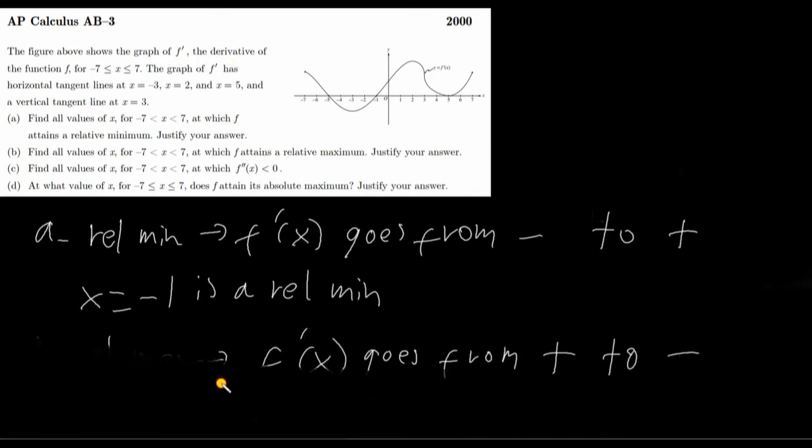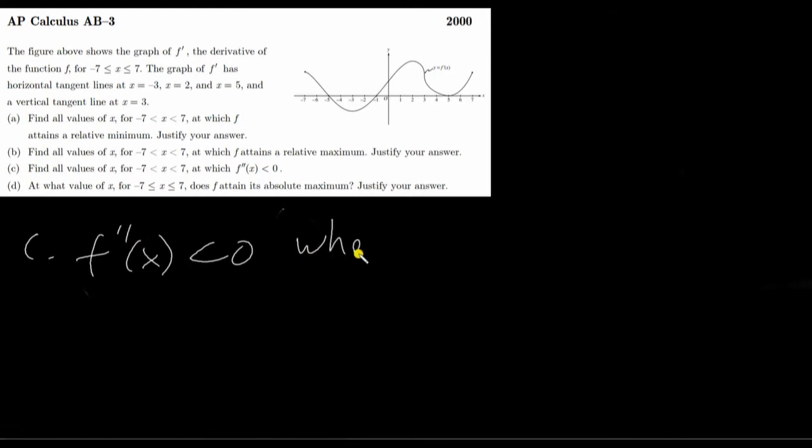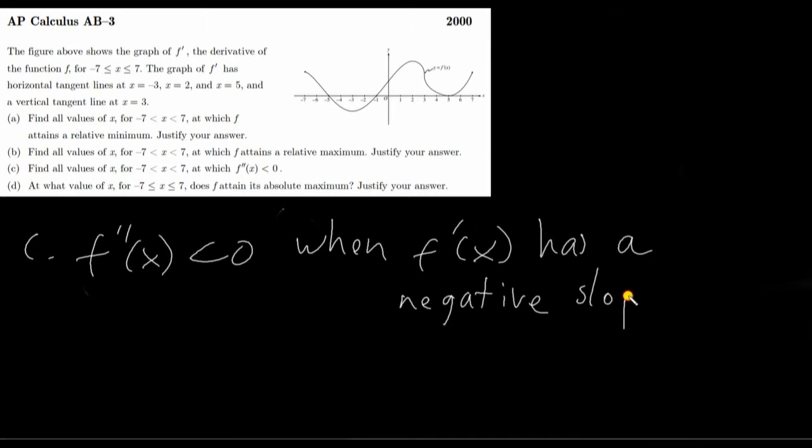Part C, find all the values of x where the second derivative is less than 0. So here's where the second derivative comes in. And you should know that the second derivative is less than 0 when the first derivative has a negative slope. That's the key idea here.